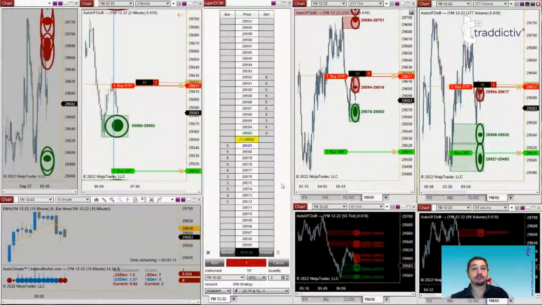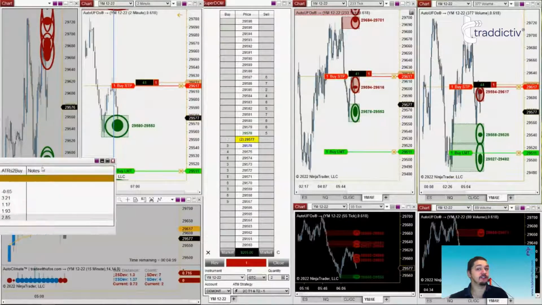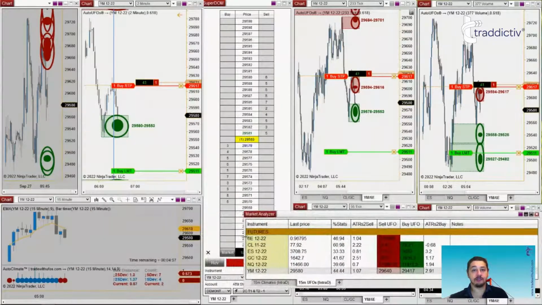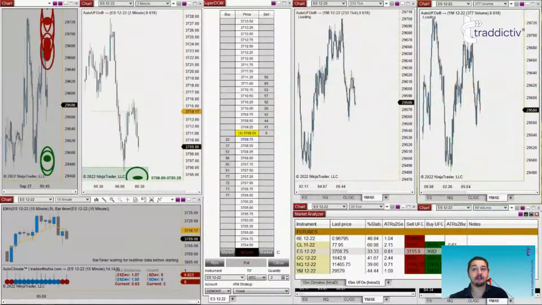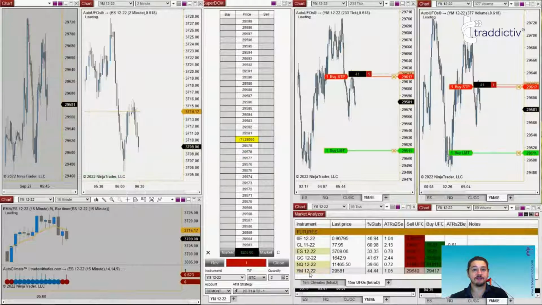So, looking fairly good so far. Testing out a couple of green UFOs down below. In the meantime, though, I just wanted to flash this little window again, the market analyzer, which helps us determine... And I clicked on it. Sorry about that.